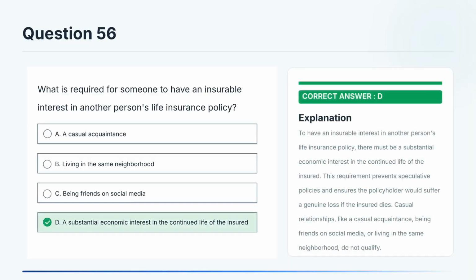The correct choice is D. A substantial economic interest in the continued life of the insured. To have an insurable interest in another person's life insurance policy, there must be a substantial economic interest in the continued life of the insured. This requirement prevents speculative policies and ensures the policyholder would suffer a genuine loss if the insured dies. Casual relationships, like a casual acquaintance, being friends on social media, or living in the same neighborhood, do not qualify.